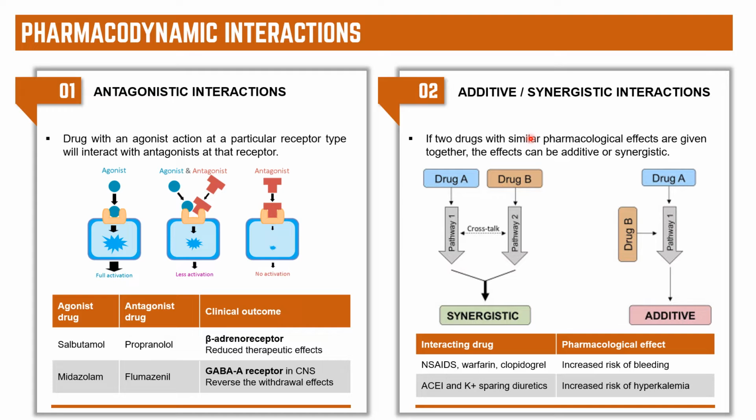For the additive and synergistic interaction, if two drugs with similar pharmacological effects are given together, the effect can be either additive or synergistic. As an example, ACE inhibitors and potassium-sparing diuretics are antihypertensive drugs that have their own pathway. When given together, they can produce synergistic effects. However, the mechanism frequently will contribute to adverse drug reactions. So when these two drugs are given together, it will increase the risk of hyperkalemia.